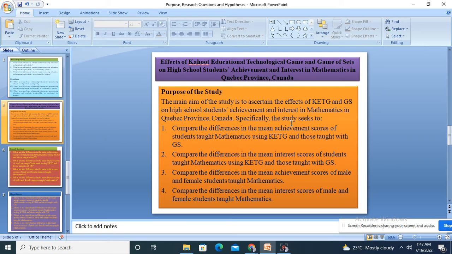Thirdly, now you want to compare the differences in the mean achievement scores of male and female students taught mathematics. There used to be a very big issue here. You will see some students, even some PhD students, still say using Kahoot educational technological game and those taught with. No, you don't need to put it, just ignore that. Just leave it like this. Compare the differences in the mean achievement scores of male and female students taught mathematics.